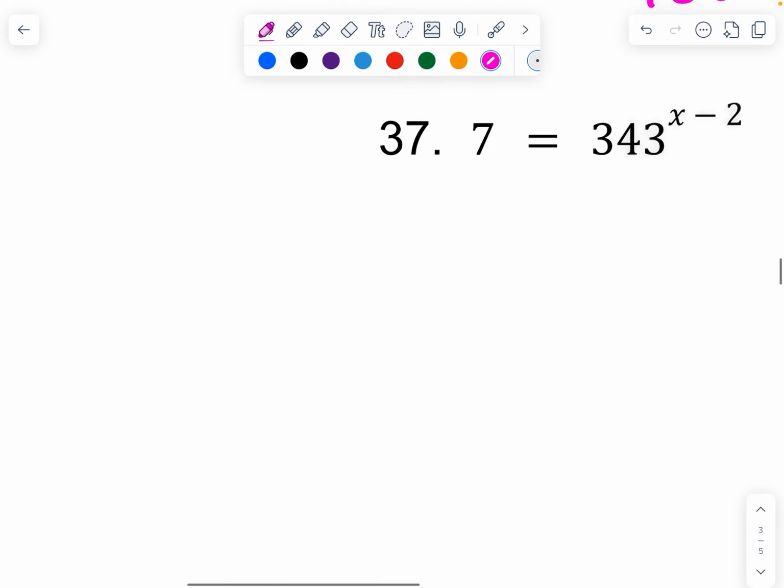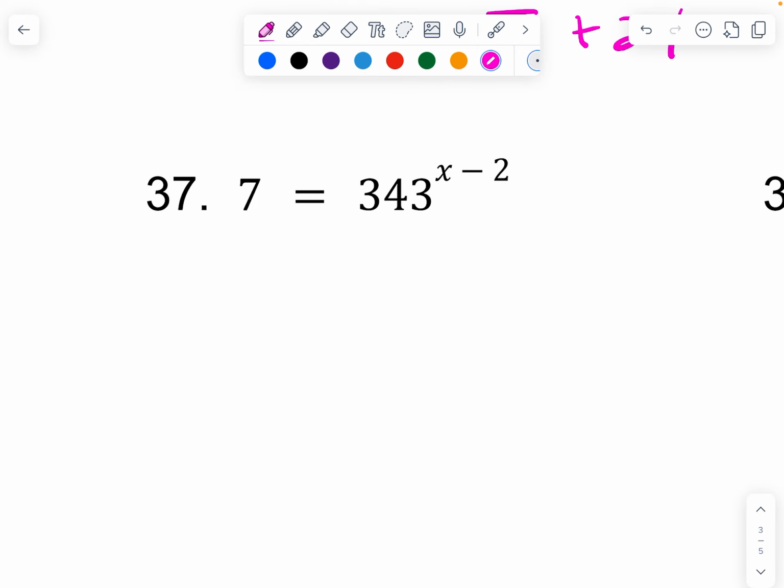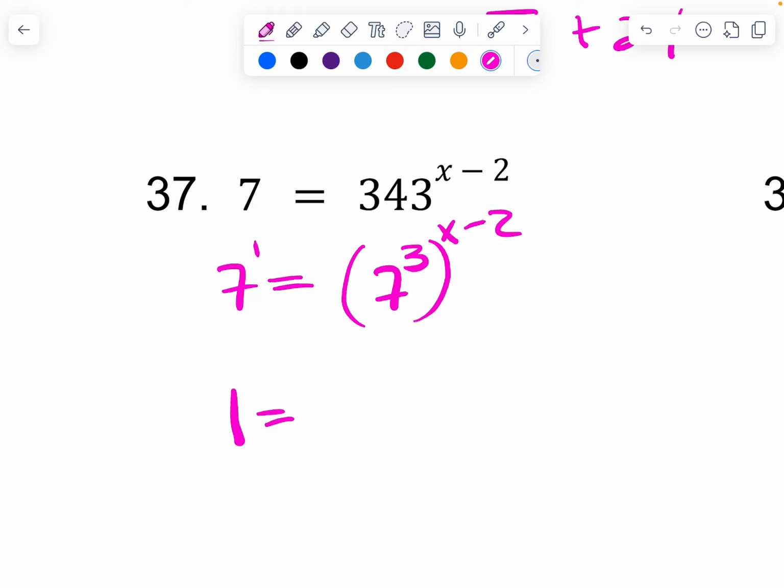This one. So I'm guessing 7 goes into this. Oops, why did it do that? So, this is 7 to the 3rd power, x minus 2. There's an invisible 1. Bases are the same, so I set their exponents equal to each other.